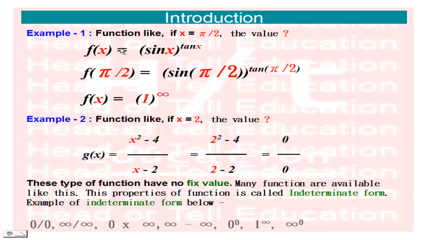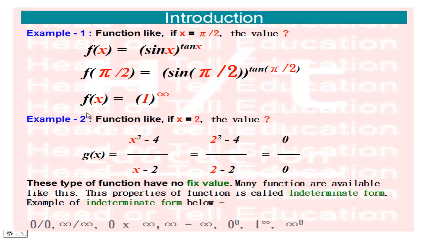Example 1. If we have one function f(x) equal to sin x to the power of tan x. What is the value if x equals pi by 2? We try this. We put x equal to pi by 2, so sin(pi by 2) to the power of tan(pi by 2). Sin pi by 2 we know is 1, and tan pi by 2 we also know is infinity.